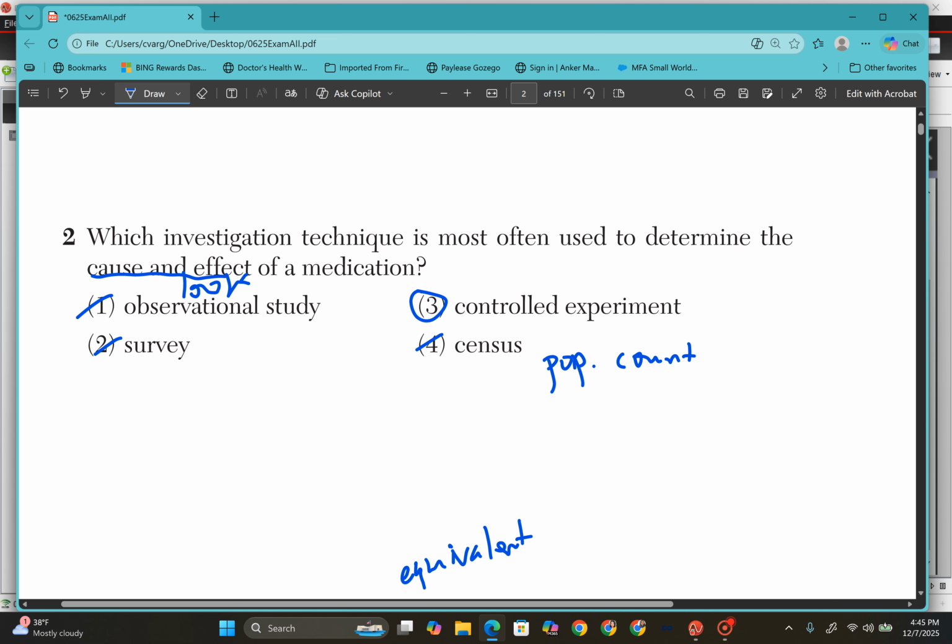And we know that we've done this since middle school. I think this is an experiment, okay? A census is a population count. Observational study is when you observe or when you look. And a survey, we've all done a survey before, okay?